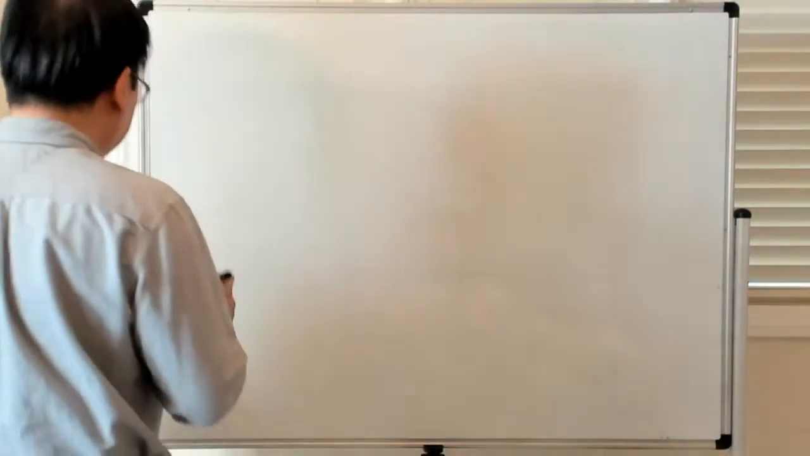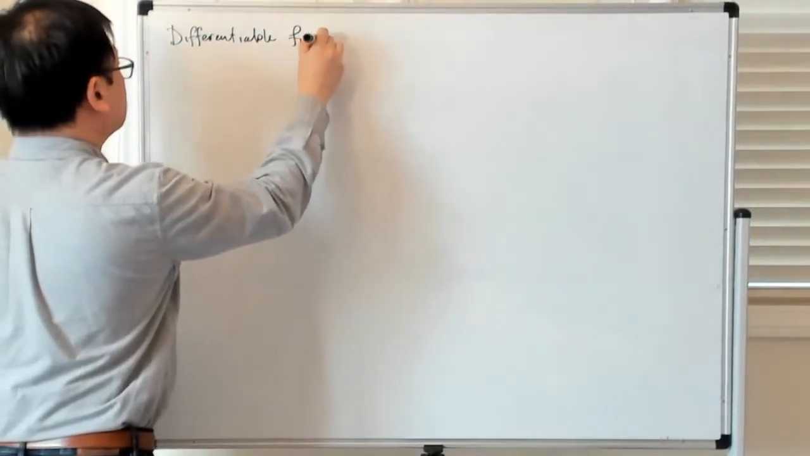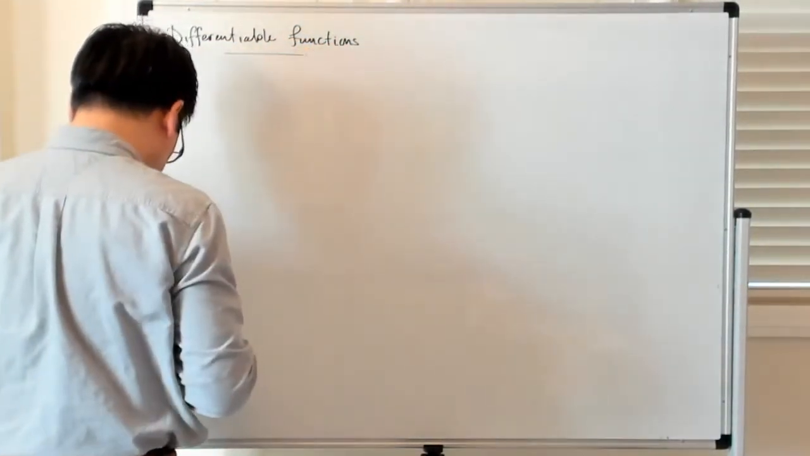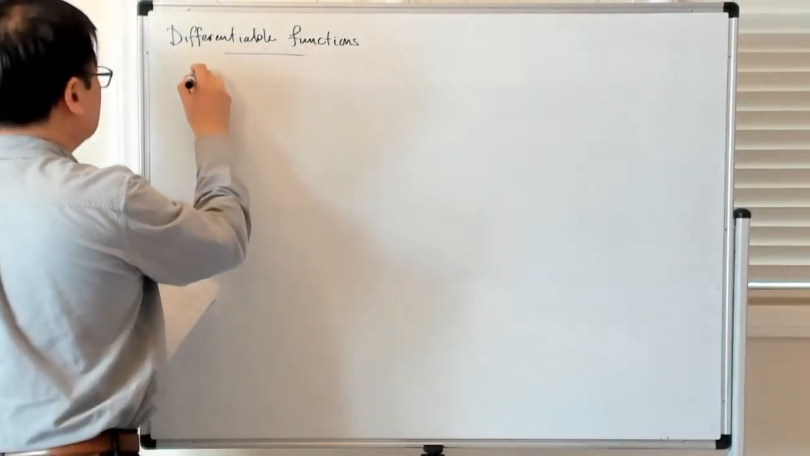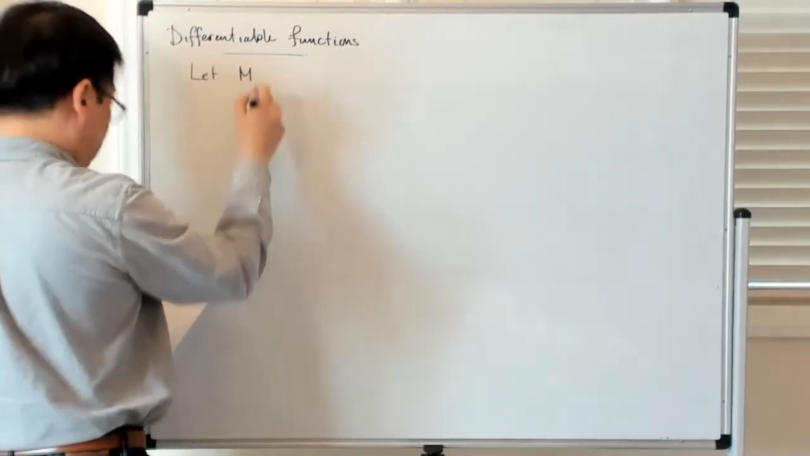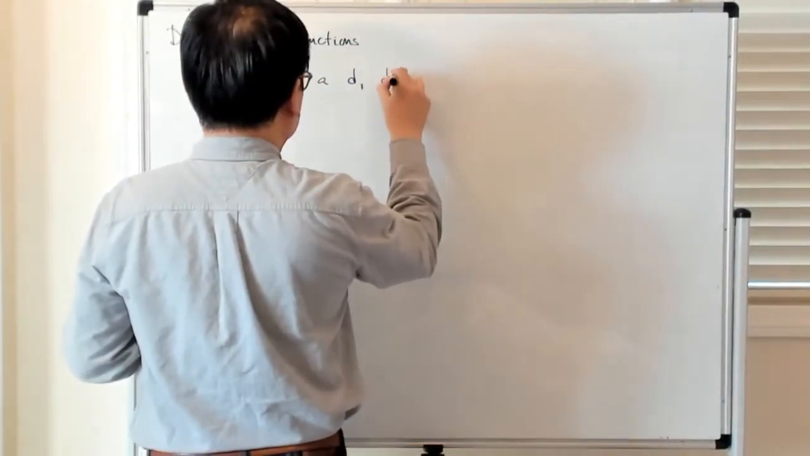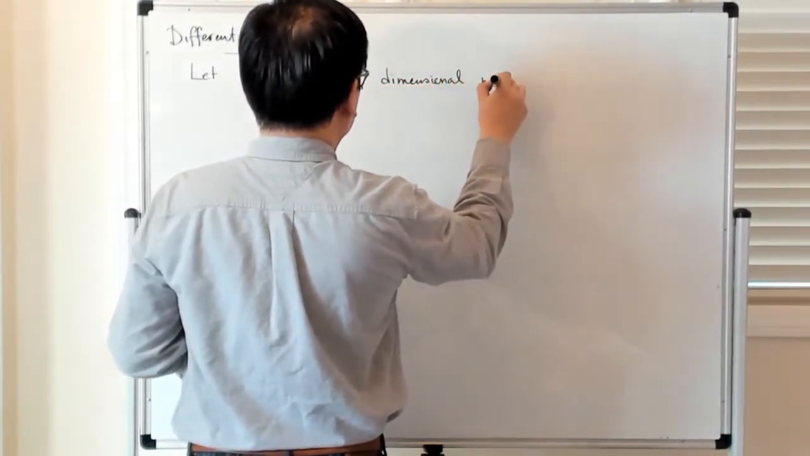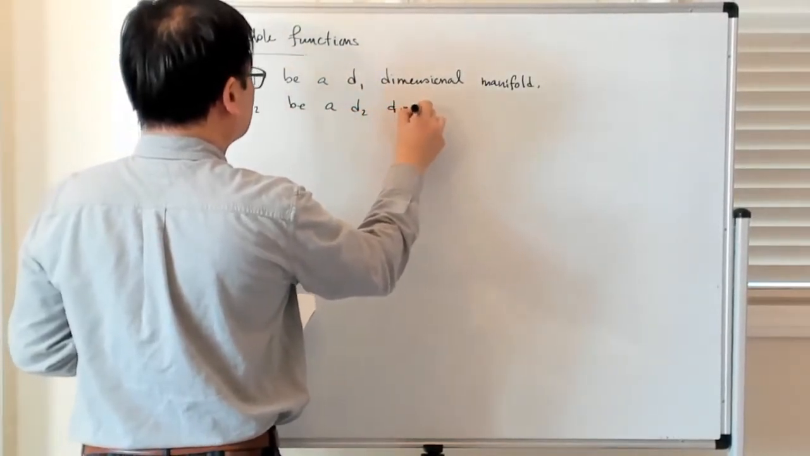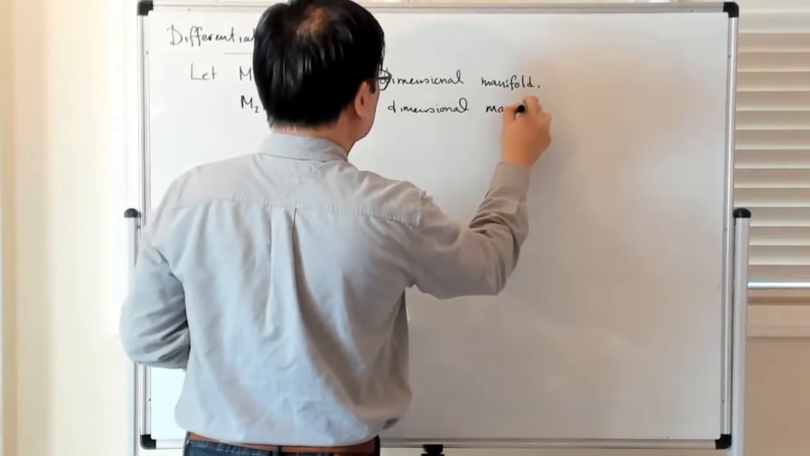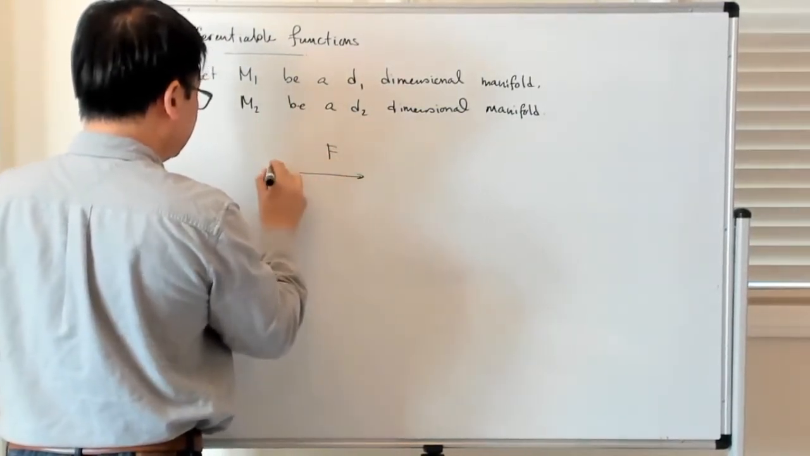All right, so now I'm going to talk about differentiable functions on manifolds. So let's say that we have two manifolds, M1 and M2. Let M1 be a D1 dimensional manifold, and similarly, M2 be a D2 dimensional manifold. Then you have a function f from M1 to M2.